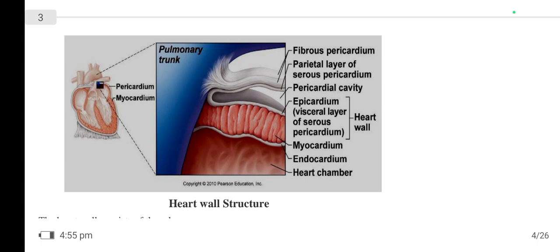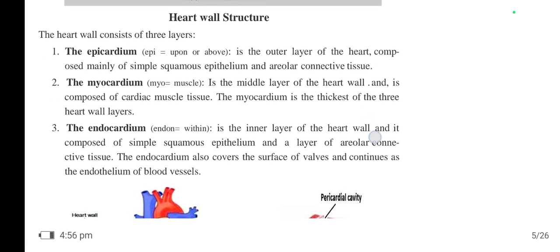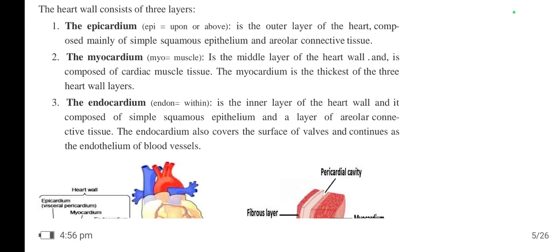This is the pulmonary trunk, which has fibrous pericardium, parietal layer of the serous pericardium, pericardial cavity, epicardium, that is the visceral layer of the serous pericardium, heart wall, myocardium, endocardium, heart chamber. So the first layer is pericardium, second is epicardium, myocardium, endocardium, and the heart chamber: the heart wall structure. Okay. The heart wall consists of 3 layers: pericardium, epicardium.